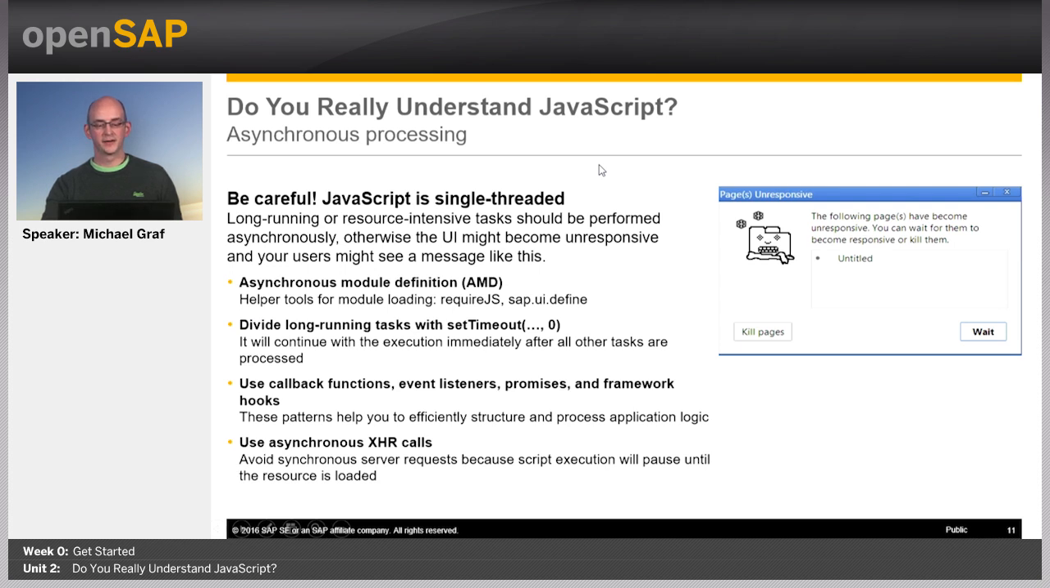And there are some helper functions in JavaScript and also in SAP UI5 that you can use for this. For example, you can load modules using the AMD, the asynchronous module definition syntax. This is integrated already in SAP UI5, or there's also a module called require.js that does the same. Or you could decide to split up long-running tasks using a timeout function, but this is not very often used. What is more common is to use callback functions, event listeners, promises, and some kinds of framework hooks that you can plug in additional logic, and then they are called by the framework at the right point in time.